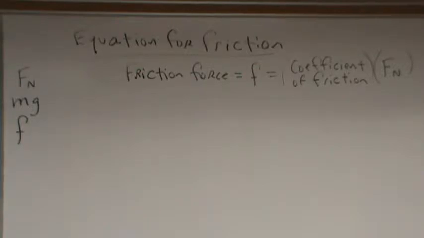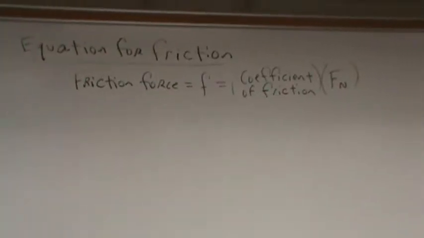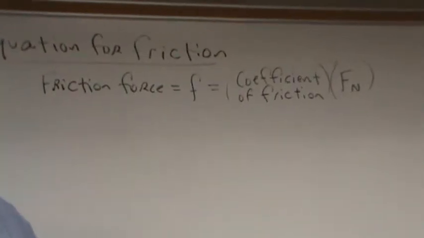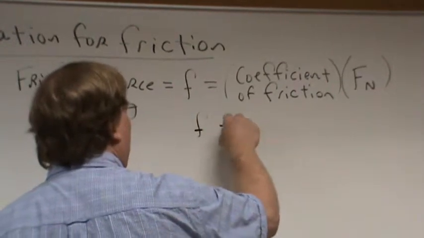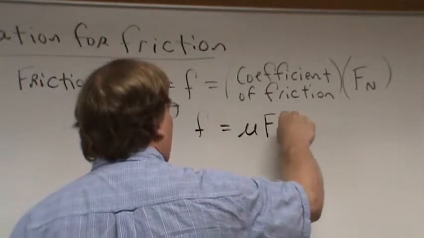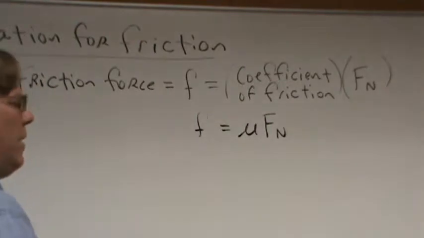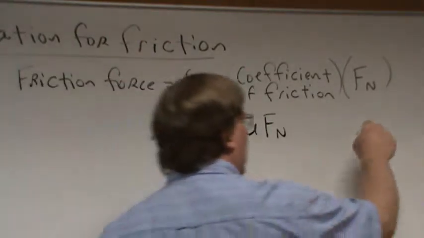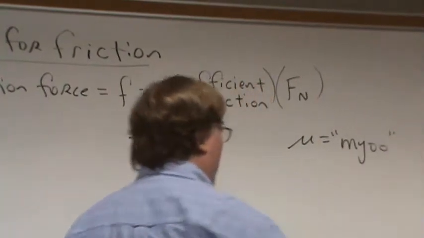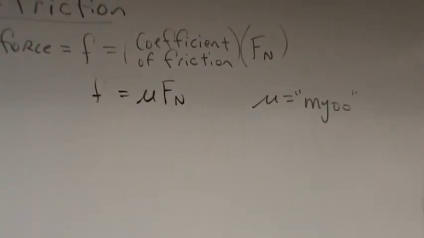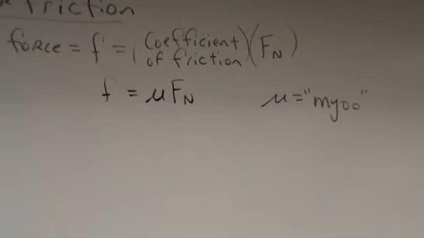We have a special Greek letter for the coefficient of friction. It's the same Greek letter that we use as a prefix for SI units for micro, like micrograms or microseconds, and it's the Greek letter mu. So it ends up being friction force equals mu times F sub n, where mu is like the sound a cow makes, but with a Y in it. Mu times F sub n.